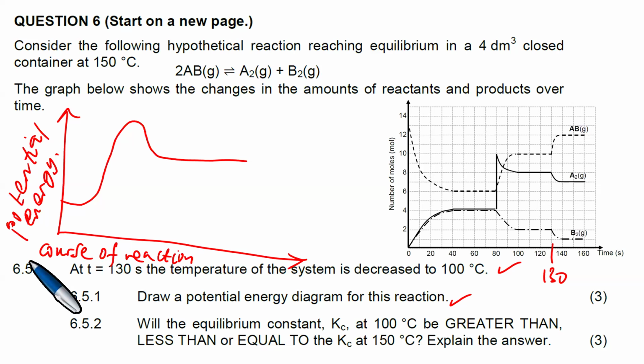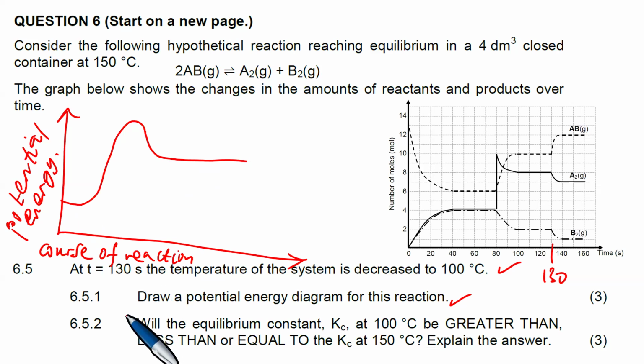Because this kind of reaction is such that we are able to see the potential energy of the products versus the potential energy of the reactants, the potential energy of the products will be higher than the potential energy of the reactants. And this will be the potential energy diagram for this particular reaction.